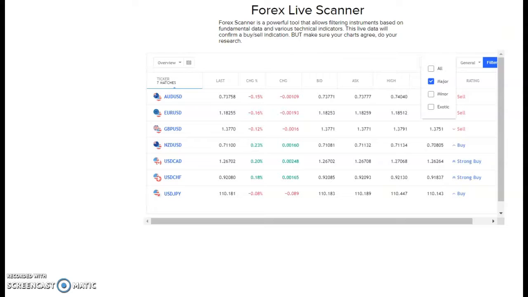Now this is valid for maybe a few hours. I think it's updated hourly. So there's no reason not to look at this and to then check your chart to see whether you have all the indicators agreeing.